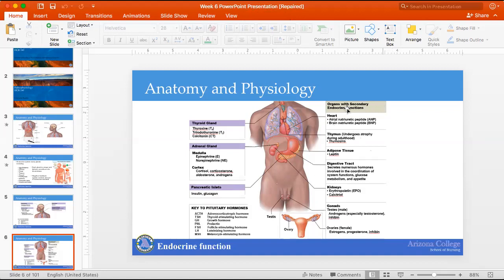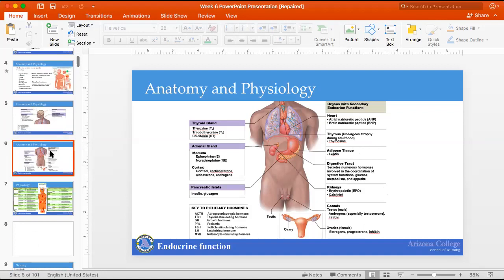And then you can see here the heart, thymus, the adipose tissue, digestive tract, the kidneys, gonads, testes in males, and ovaries in females all release different hormones throughout the body, which function and then make up this endocrine system. And they interact and some play off one another.